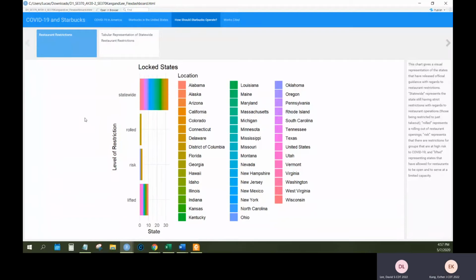Rolled and risk. Rolled is up to the discretion of either the city or the county as to when a restaurant can open. It is rolled in nature. And then risk is where high risk groups are not allowed to congregate out in social settings such as restaurants, such as people at risk from coronavirus, like older people or those with pre-existing conditions.